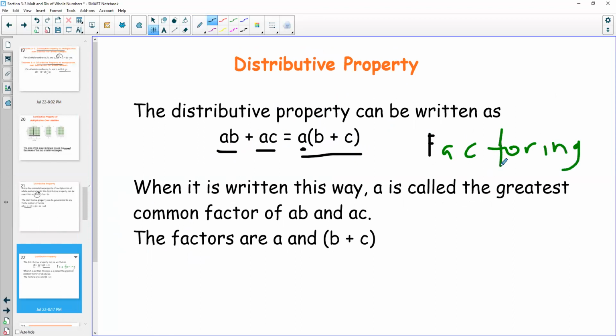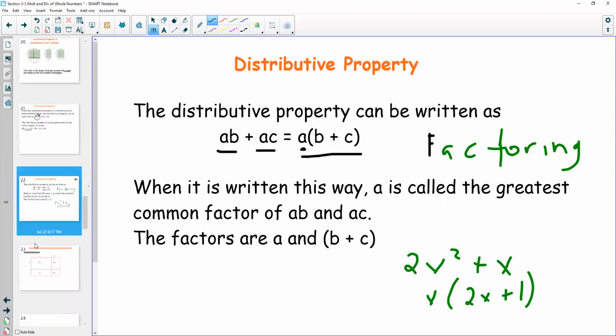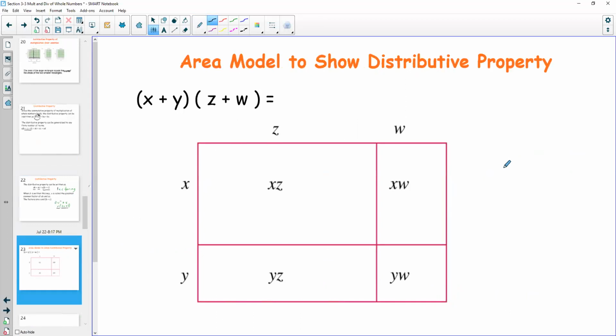You've done it before, you'll do it again. We do a tiny little bit of it here, but it's like if I had 2x squared plus x, I would factor out an x and get 2x plus 1. That's all it is, same difference. That's all that rule says. But when I do this, the x and the 2x plus 1 are now both factors, okay? This is what eventually becomes area models down the line.